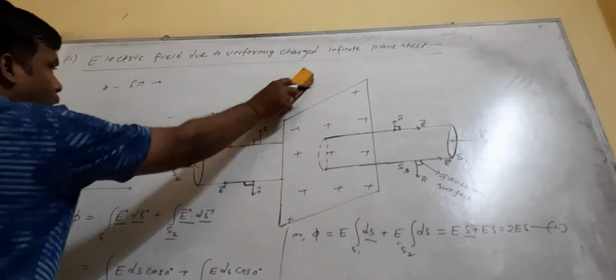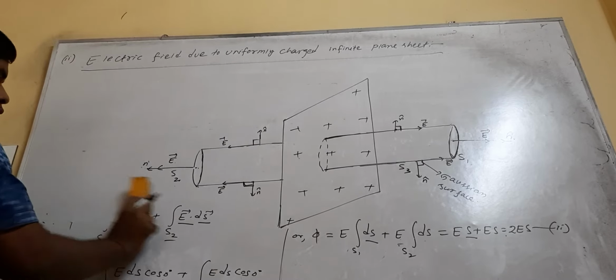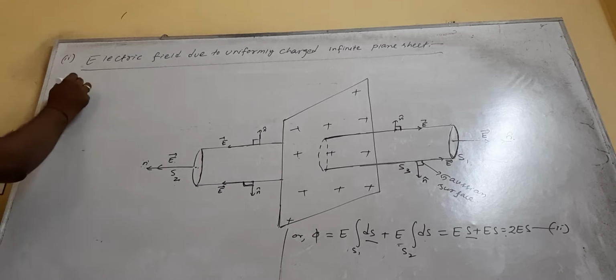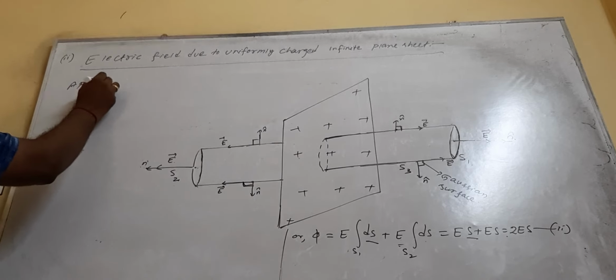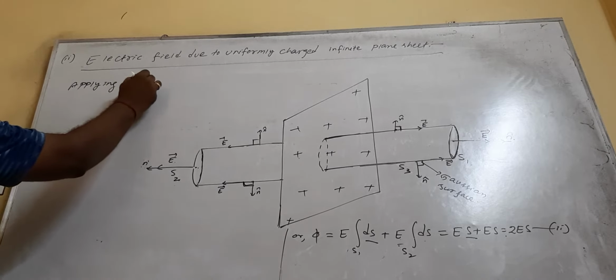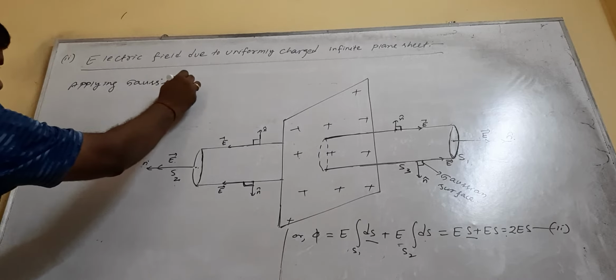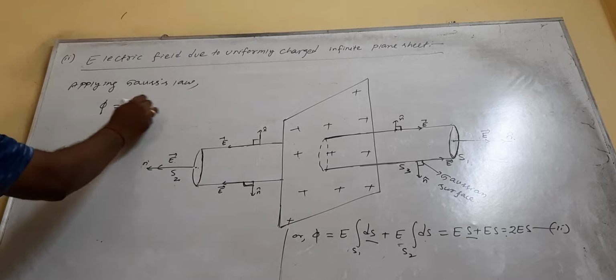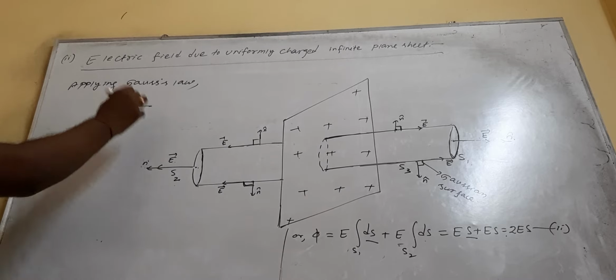So now you apply Gauss law. What is Gauss law? Applying Gauss law, phi is equal to Q by epsilon 0.